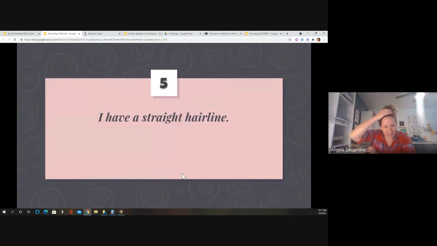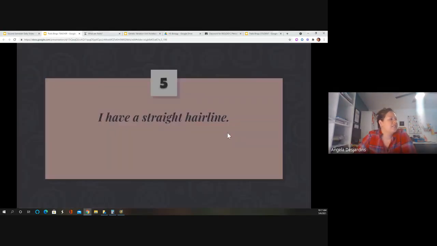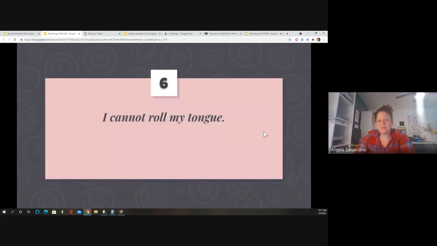You have a straight hairline. You do not have a widow's peak. So if your hairline goes straight across, you can go ahead and place the dot for that one. Okay, number 6. You cannot roll your tongue. Okay, you cannot roll your tongue. If you cannot roll your tongue, find that little square and place your dot.